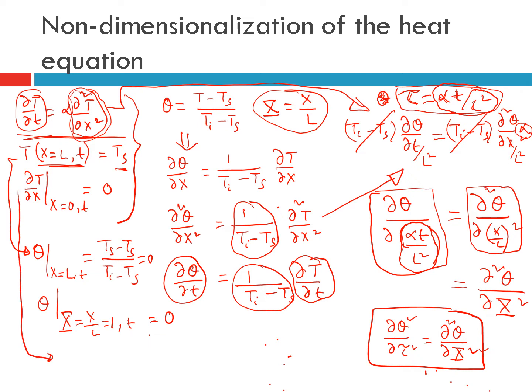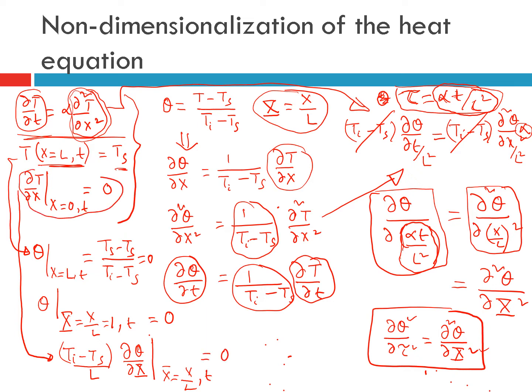Likewise, for this one, del T del x is equal to Ti minus Ts times del theta del x at X equal to x over L. I can even change this x to be X bar, because that just means I have divided x by L, and then we are fine. And then at all t, this is equal to 0.